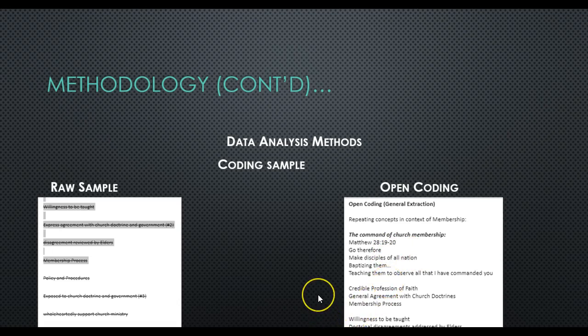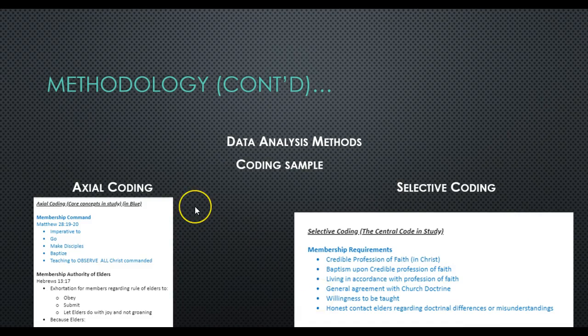Okay. So also, I then take the axial coding, and of course that's core concepts in the study. You'll see those in blue. And I sifted through the groups of coding that I did there, and then picked the core concepts out. And then we'll move over toward the right and we'll see selective coding, where we find the central code to which all the other ones connect. And the central code for this particular research study was the membership requirements.